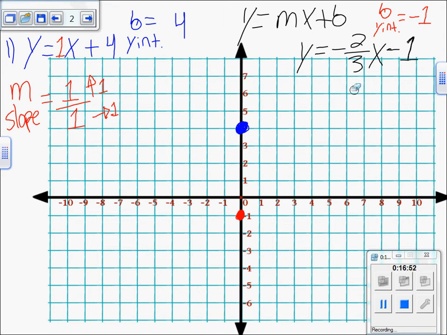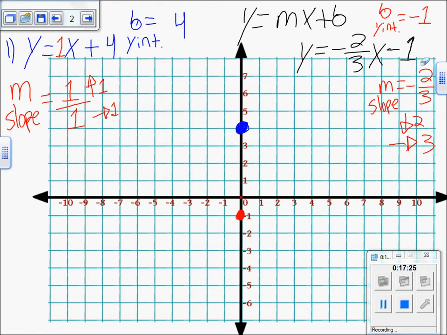Now let's find the slope. The slope is the number in front of x. So the slope is negative 2/3. Now let's interpret that. Negative 2 means down, so that means down 2, and 3 means to the right 3. So that means we're going to go down 2 and right 3. That's how we interpret that slope. So we just did 2 examples where we identified the slope and the y-intercept, or y-intercept and slope, the order doesn't matter.